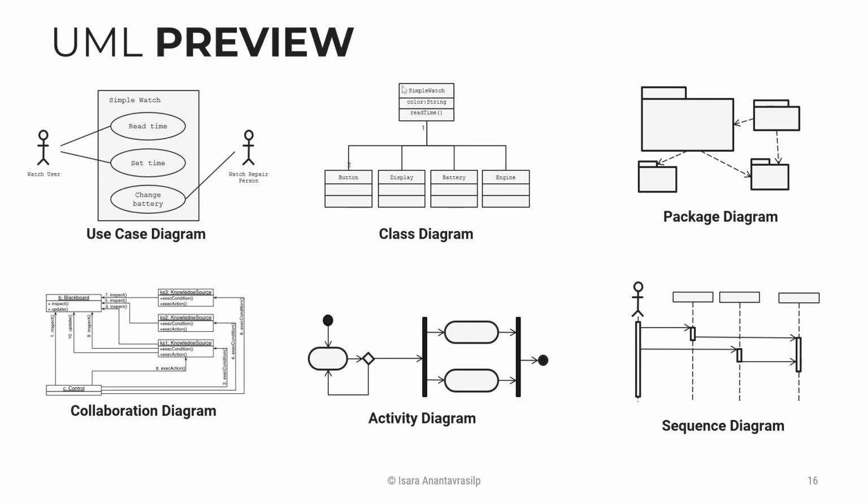And the class diagram describes the components. This simple watch is composed of two buttons, one display, one battery, and an engine. A package diagram is a group of classes. Sometimes you can put the entire set of classes into one package, and each package can also be related or associated to some other packages as well.